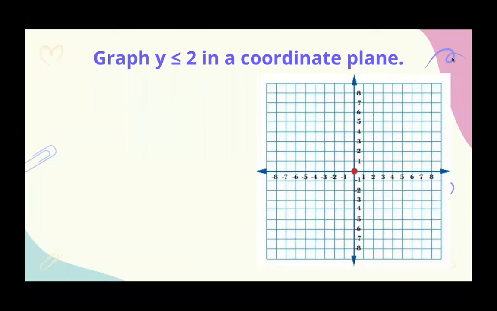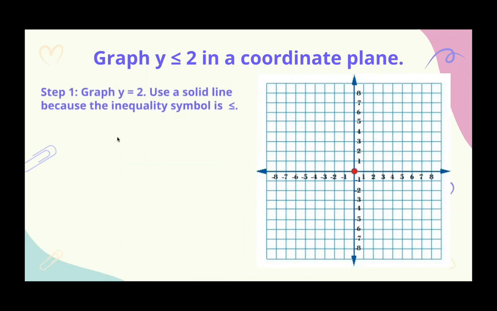Let's look at our first example. We're going to graph y is less than or equal to 2 in a coordinate plane. Your very first step is to graph your boundary line. And the way you're going to do this is by graphing your related equation. What I mean by the related equation is just to replace your inequality symbol with an equal sign so that you're able to graph a linear equation. So rather than y is less than or equal to 2, you now have y equals 2.